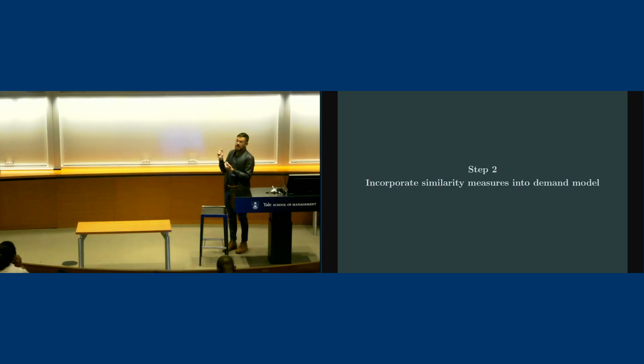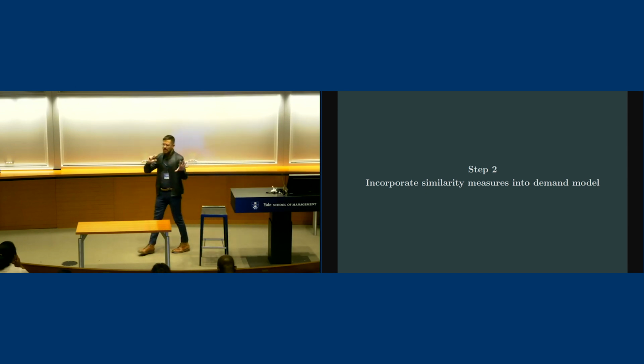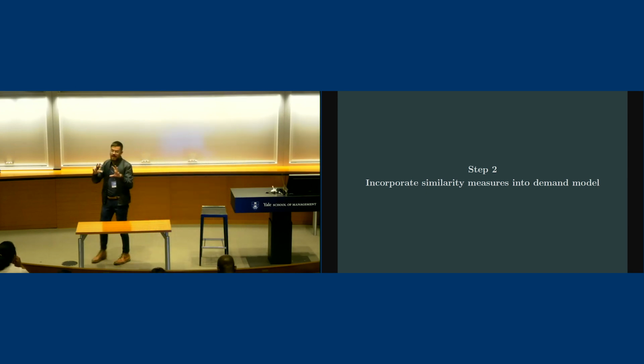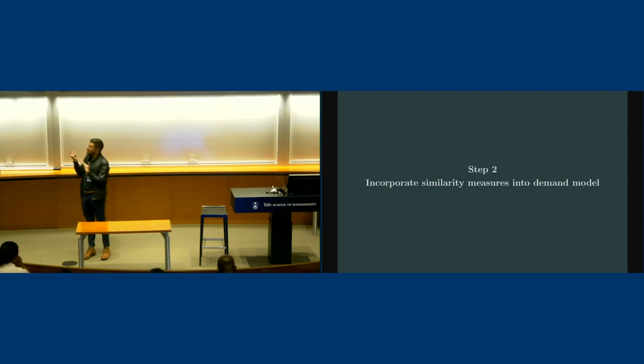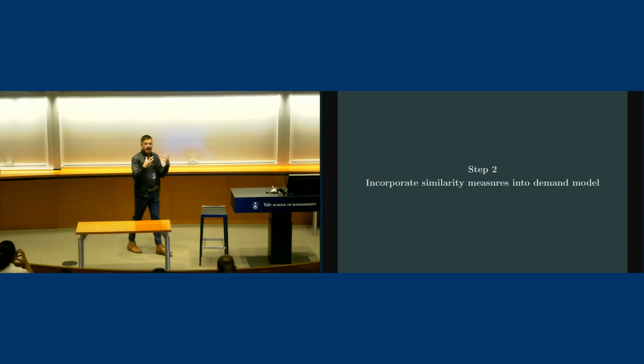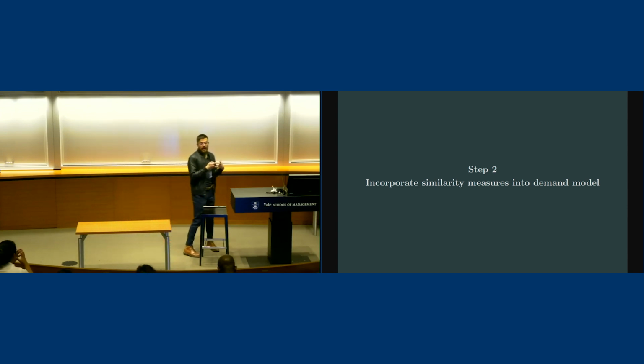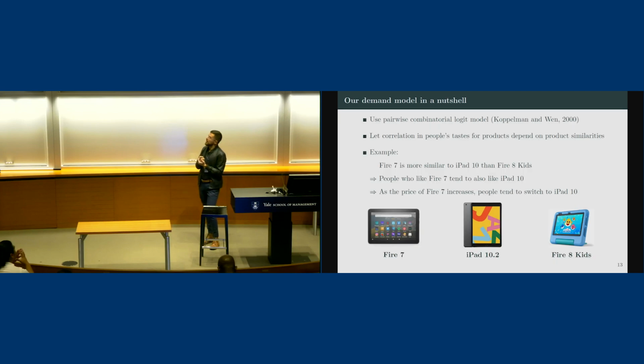So this is the first step. The first step is we scrape data from Amazon on images and text. We process this data using machine learning, essentially. This gives us a measure of how similar two products are, right, in the space of images, in the space of text, reviews, descriptions, and so forth. And the second step is to bring this data to bear and combine it with an economic model of how consumers behave.